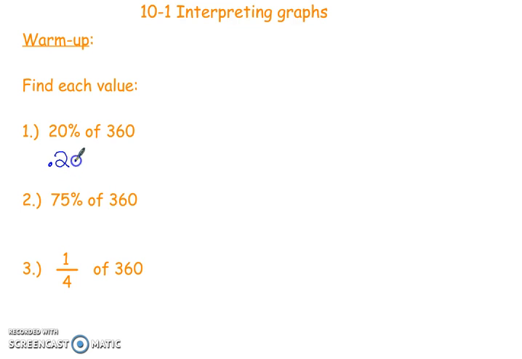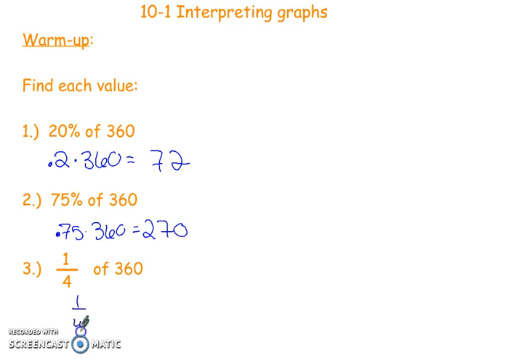0.2 of means times 360. Plug it in your calculator. 0.2 times 360, you should have gotten 72. 75% of 360, 0.75 times 360, and you got 270. And 1/4 of 360, you could do 1/4 times 360. Remember, multiplying by 1/4 is the same thing as dividing by 4, so you should get 90.